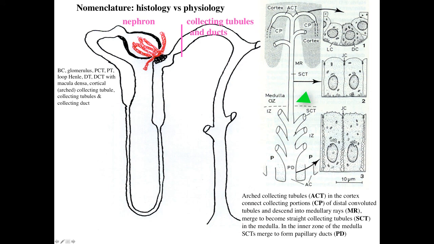And in the inner zone of the medulla, the straight collecting tubules are going to merge to form the papillary ducts, the very largest excretory ducts in the kidney. Now, we're going to define in a later podcast the differences between principal cells and intercalated cells, also known as light cells and dark cells, respectively.